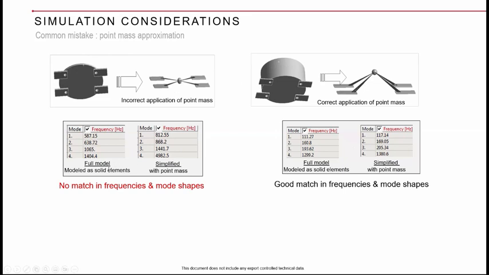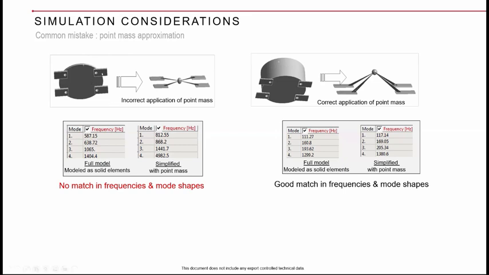For both, you can see that the flexible body frequencies with the point mass are quite different, and even the mode shapes were quite different from what you would see with the actual model. Whereas when the body is quite rigid, it's not flexible within itself. Then when you represent that with a point mass, you see that the frequencies closely match, even the mode shapes. So that is a quick indication of when you should go with a point mass.